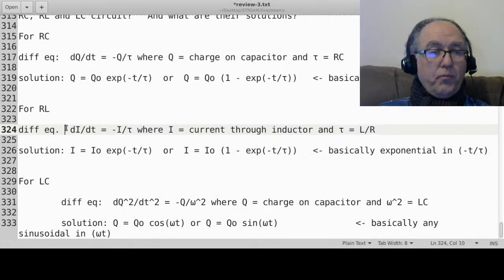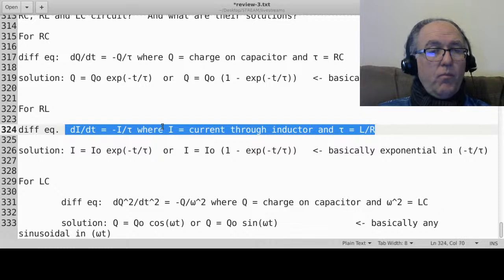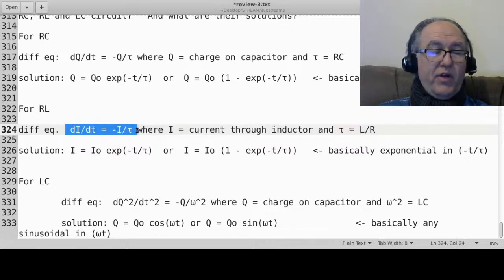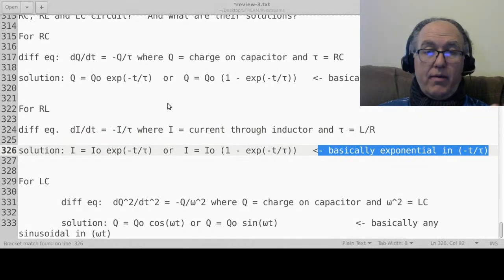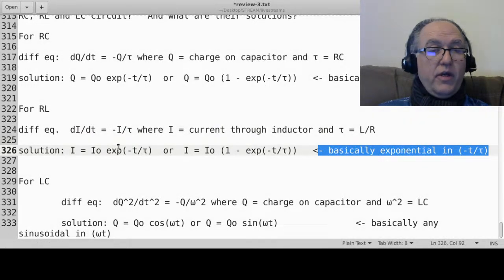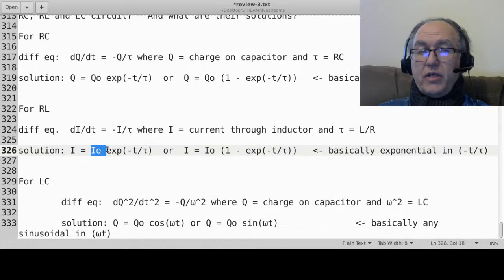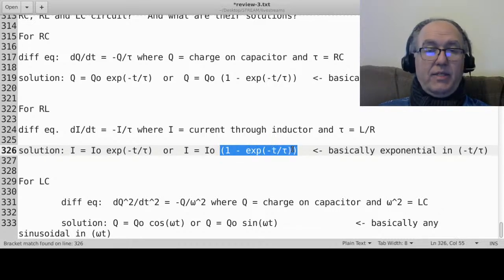Okay, so what's the solution to this differential equation? Well, it's again basically an exponential in minus t over tau. So either you're going to have the initial current multiplied by e to the minus t over tau, or you're going to have the initial current multiplied by 1 minus e to the minus t over tau. Again, I didn't show this, but it's really simple.